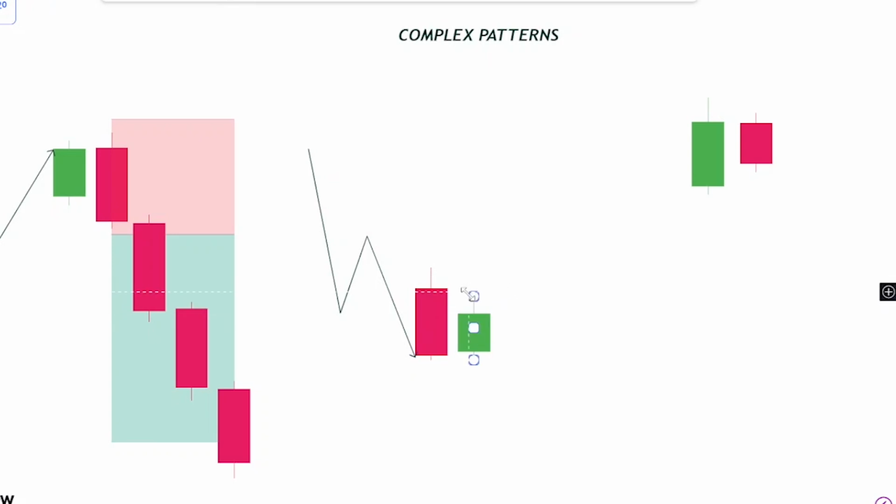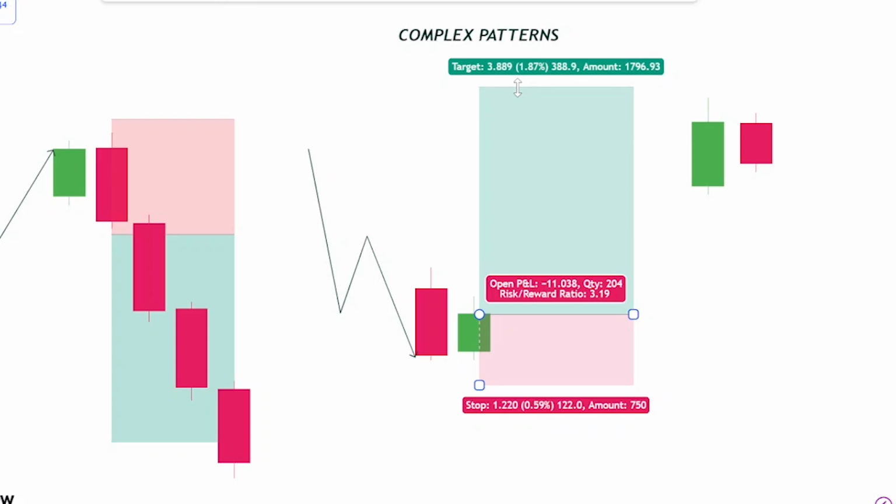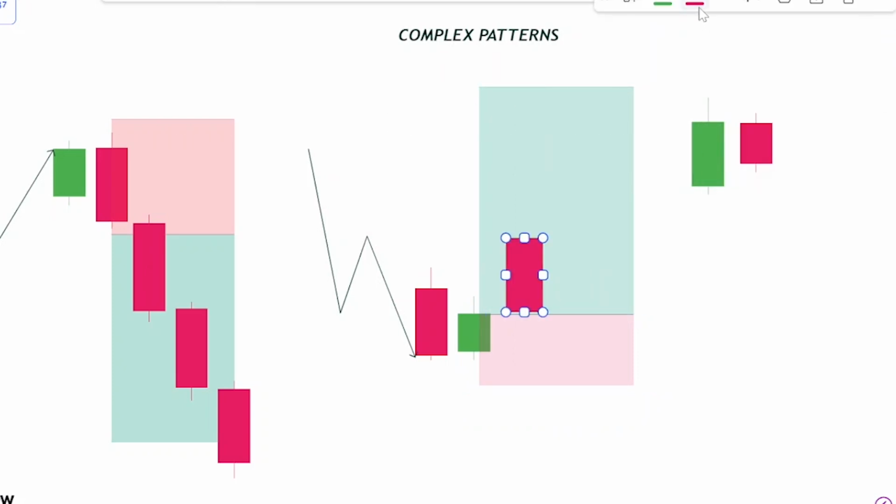We have an entry from this area by taking a buy. We are buying from that area, anticipating the market to move up, anticipating the buyers to dominate the market.